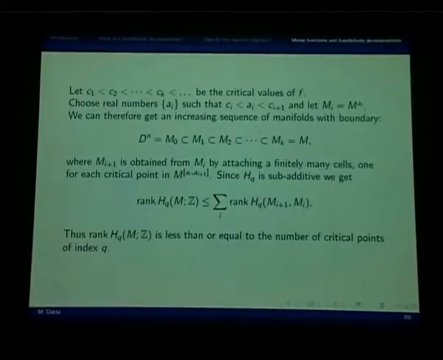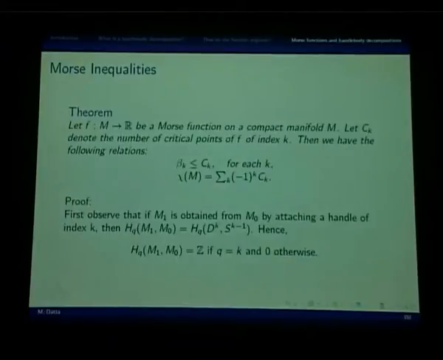So this is also one known fact, that if you look at the homology functor HQ, this is subadditive. That means rank of HQ(Mz) will be less than or equal to the summation of rank of HQ(Mi+1, Mi). Now HQ(Mi+1, Mi), that I have already calculated here.